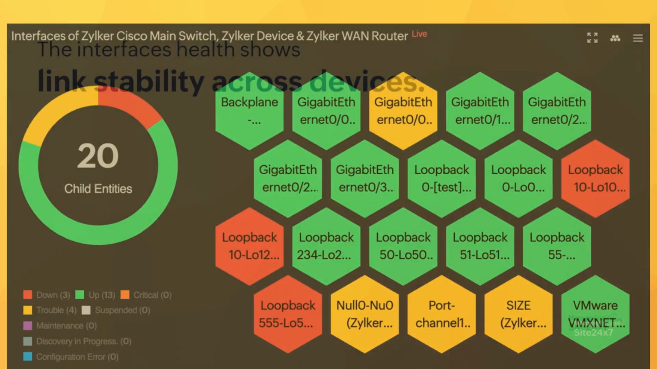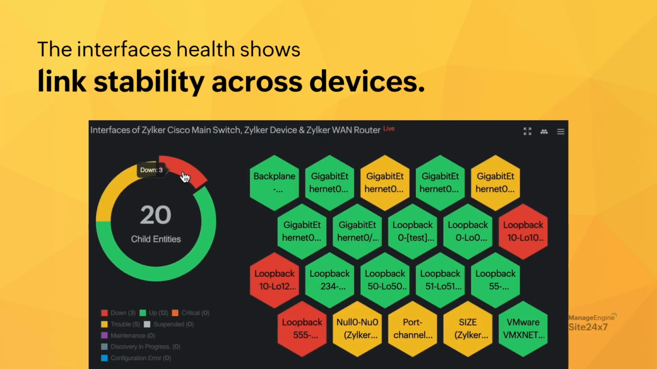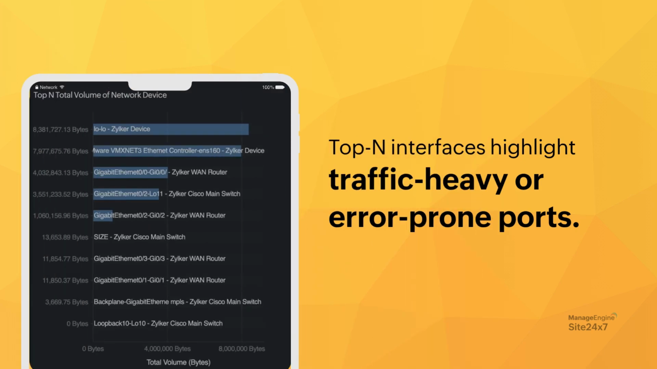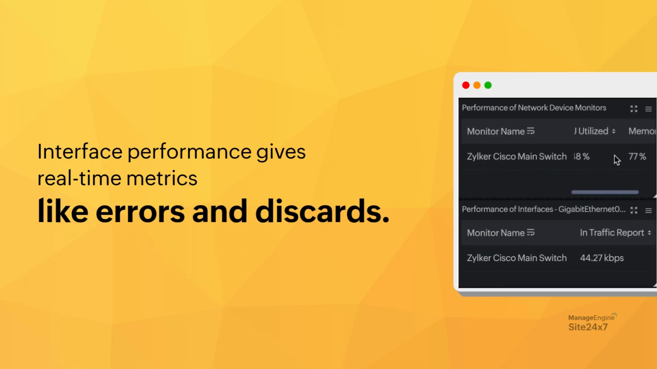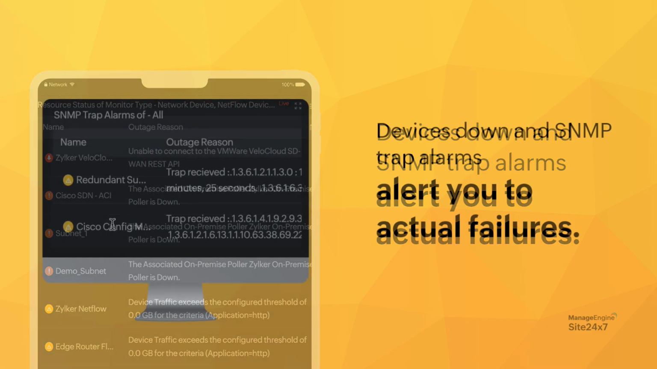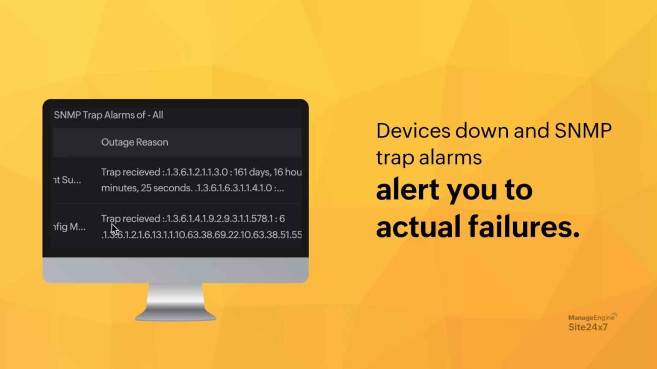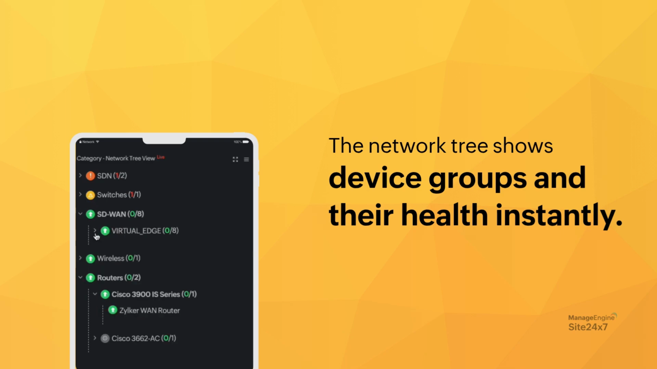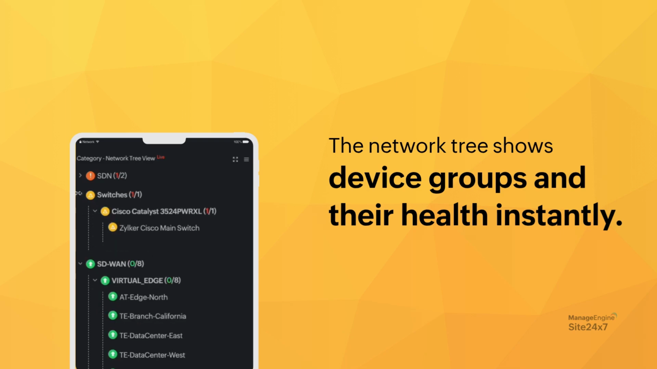The interfaces health shows link stability across devices. Top-end interfaces highlight traffic-heavy or error-prone ports. Interface performance gives real-time metrics like errors and discards. Devices down and SNMP trap alarms alert you to actual failures. The network tree shows device groups and their health instantly.